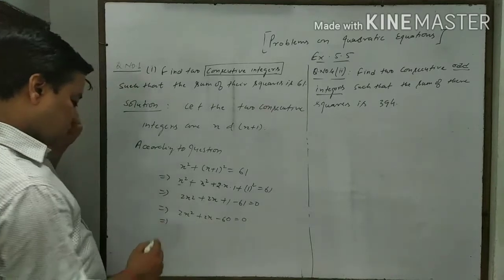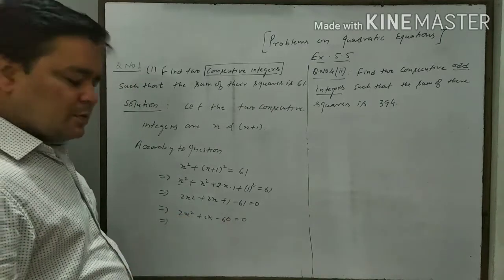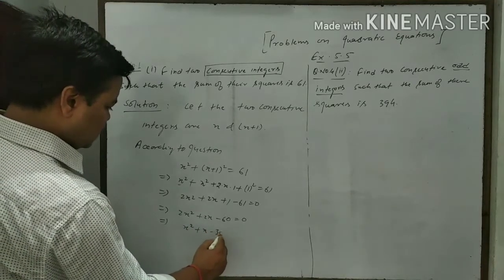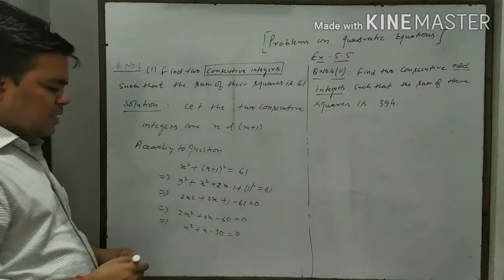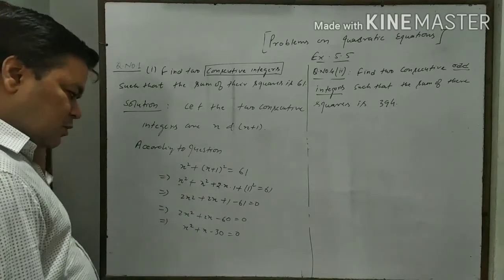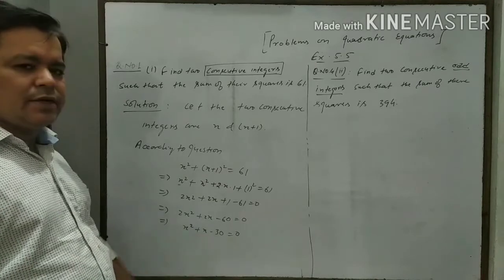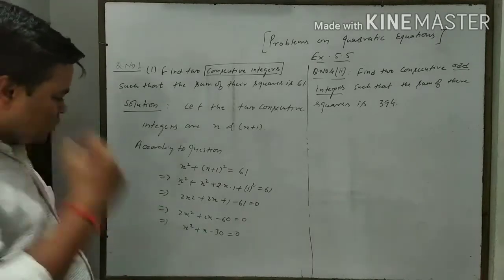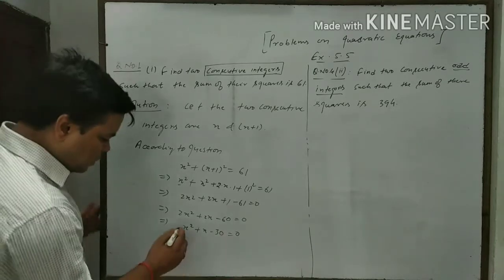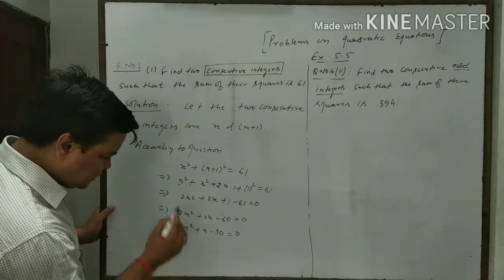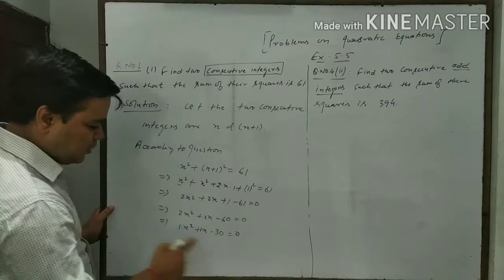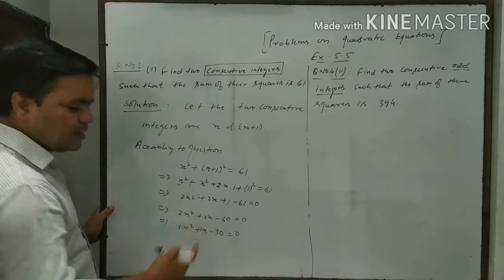Now divide the equation by 2, then it will be x square plus x minus 30 is equal to 0. Now this is the standard form of the quadratic equation, which is x square plus x minus 30. Now we should try to solve it with the help of the quadratic formula. So first of all, what are the values of a, b and c? In ax square plus bx plus c equal to 0, a is 1, b is 1 and c is minus 30.